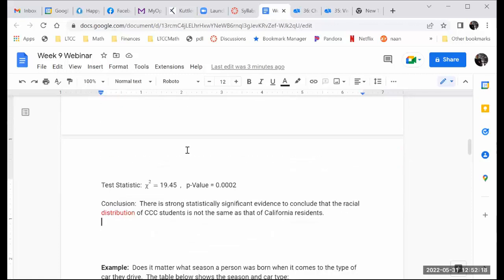So all we're going to be able to say is the distribution is not the same. Any questions on that? By the way, if the p-value had been, let's say, 0.37, what would the conclusion be? How would it change? There is insignificant evidence. Yeah, so there is statistically insignificant evidence to conclude that the racial distribution of California community college students is not the same as that of California residents. I tend to word it a little differently, but basically that's the other choice. And that can happen sometimes.